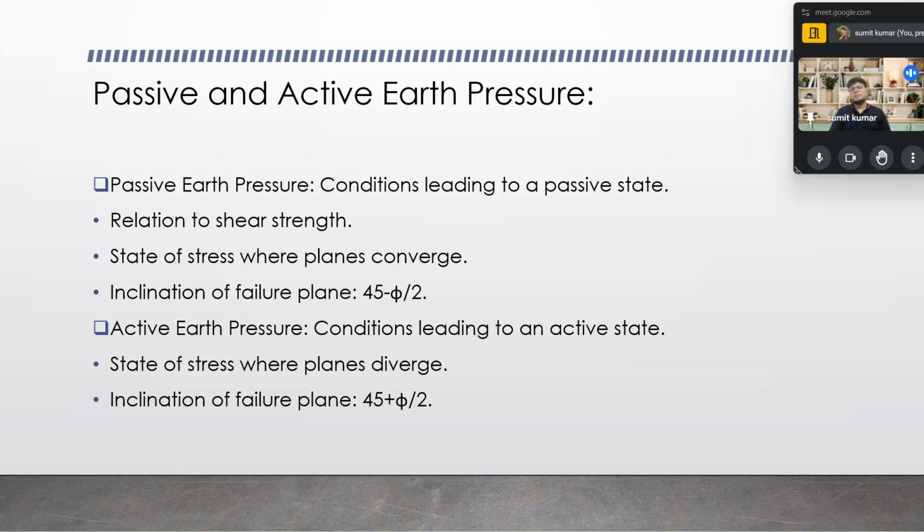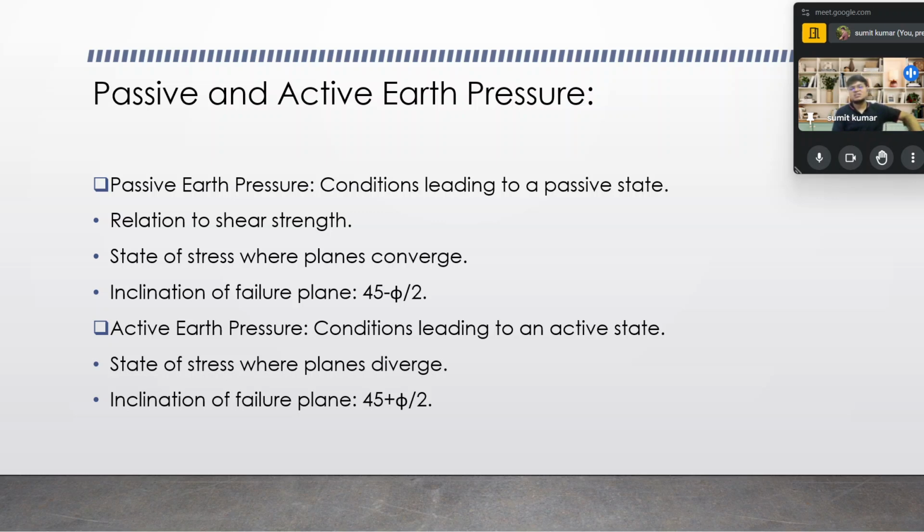And when we talk about passive and active earth pressure, the passive earth pressure is the condition leading to the passive state. In that condition the soil is moving toward the wall, so the stress in the horizontal direction increases, and the horizontal stress is more than the vertical stress, and the relation to the shear strength is also stated in the same manner. A state of stress where the planes converge is also found for the passive state, and the inclination of the failure plane is 45 minus φ/2.